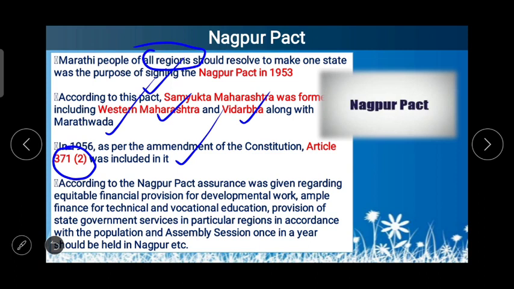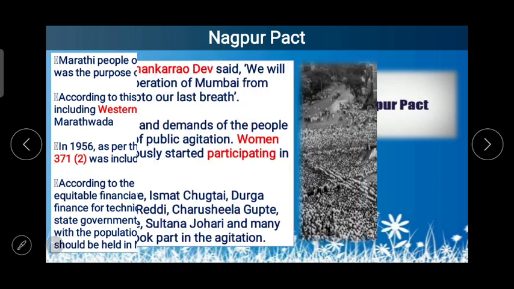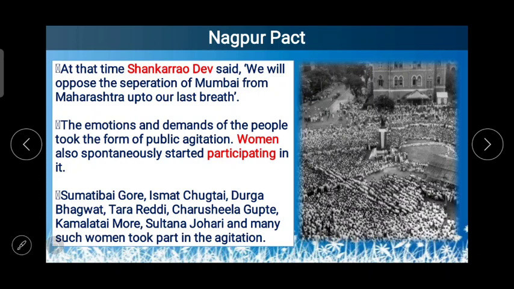Here you can see equitable financial provision for developmental work, ample finance for technical and vocational education, provision of state government services in particular regions in accordance with the population, and assembly session once in a year should be held in Nagpur. So these all were the measures in the Nagpur Pact, but the struggle of Marathi speaking people for formation of Maharashtra with Mumbai had begun.